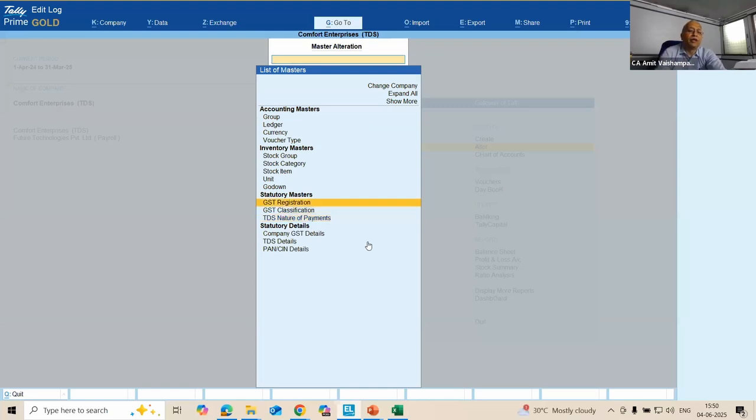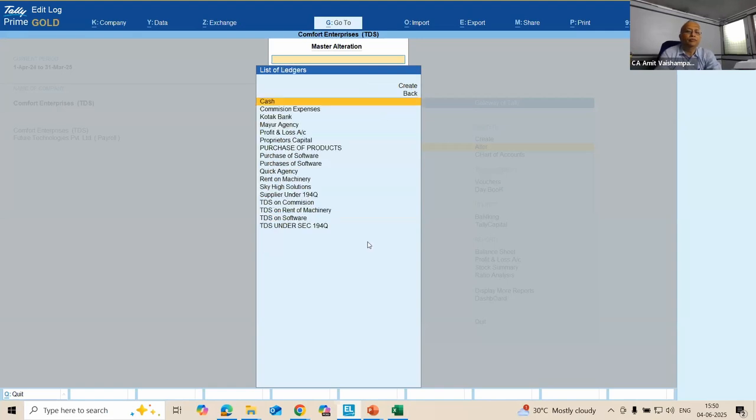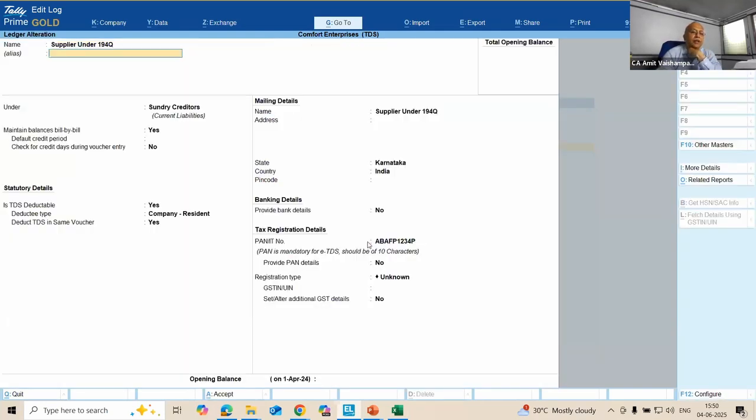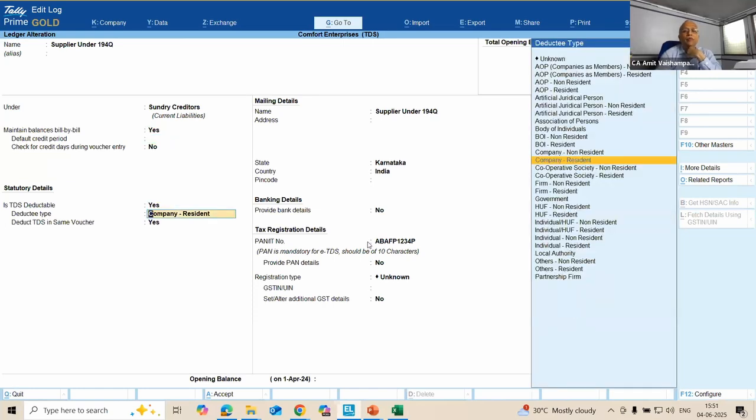We also have to create a ledger for 194Q. I have deliberately mentioned the name of the supplier as supplier under 194Q. I don't think any supplier will have this name. This is typically the name of a supplier. This is my sundry creditor for 194Q. I have also mentioned the PAN number here.